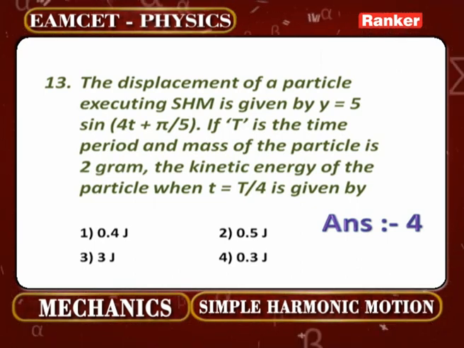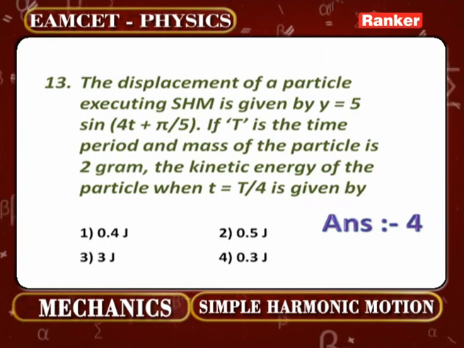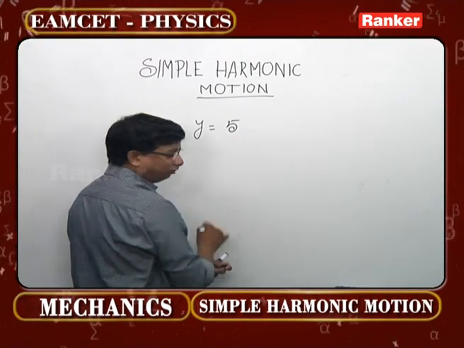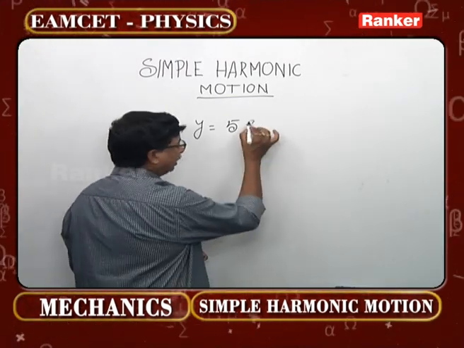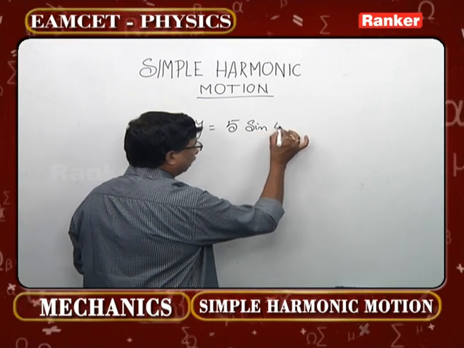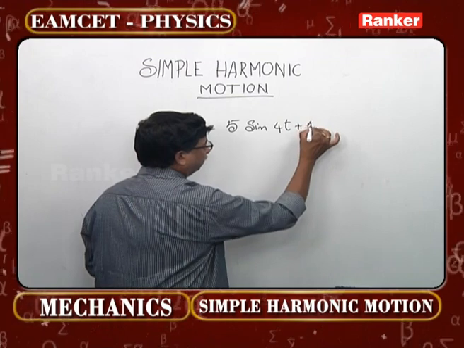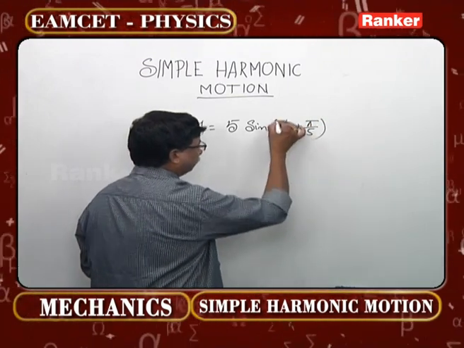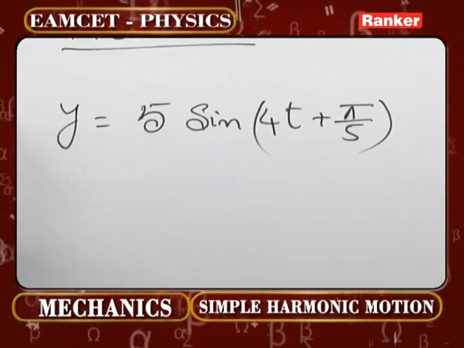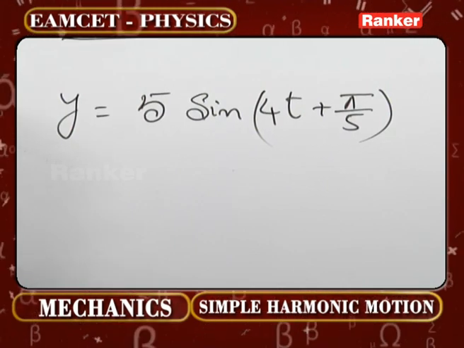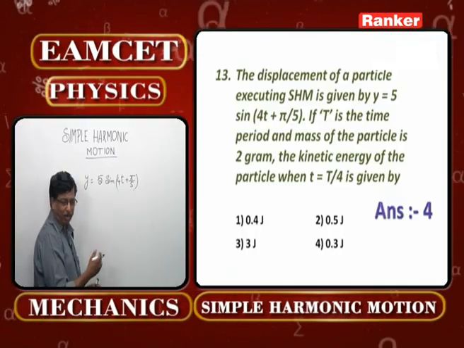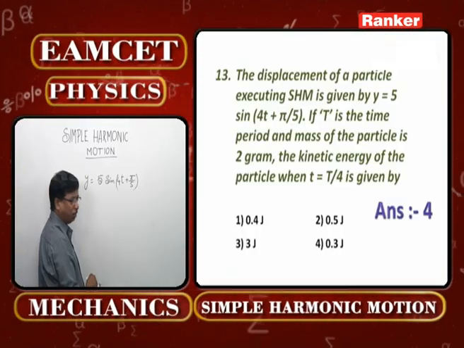So one thing you should understand, first of all, y = 5 sin(4t + π/5). It is given 5 as the amplitude, and what else is given? T is the time period and the mass of the particle is given as 2 gram. Kinetic energy after small t = T/4.